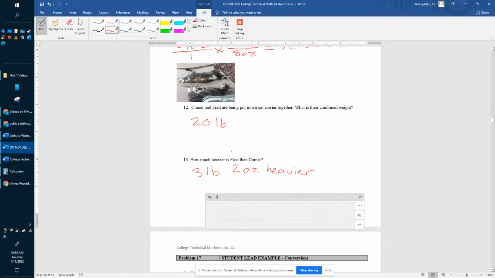So let's turn this problem around. How much does Comet weigh? How much does Fred weigh? Let's say one of the cats. So Fred is the heavier cat. So let's say that Comet weighs X pounds. And Fred is 3 pounds 2 ounces bigger than X.